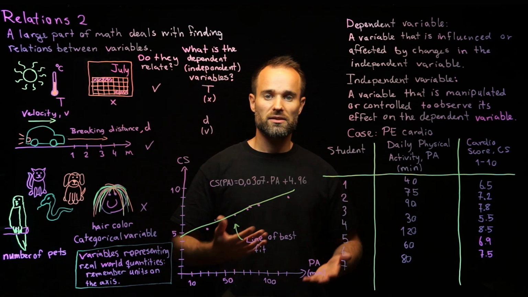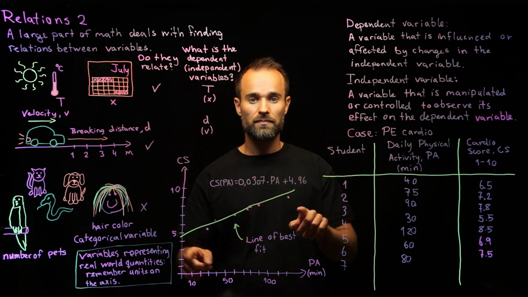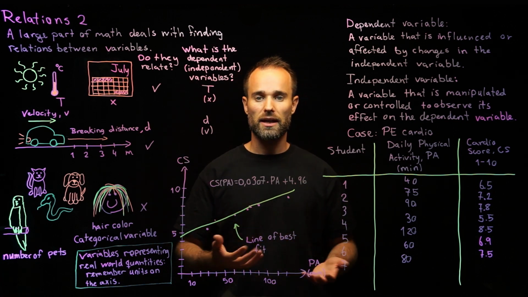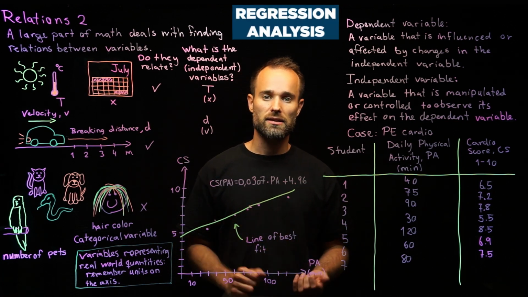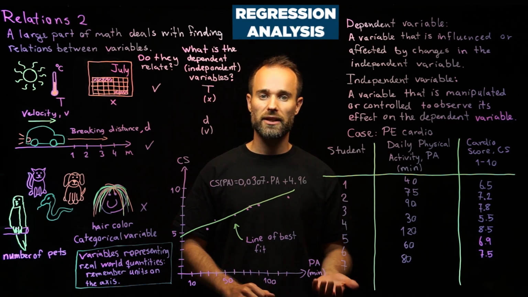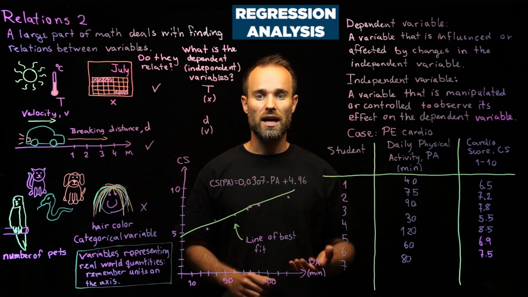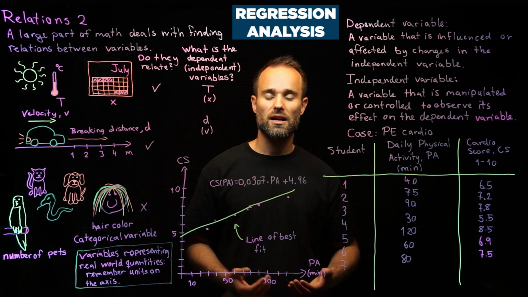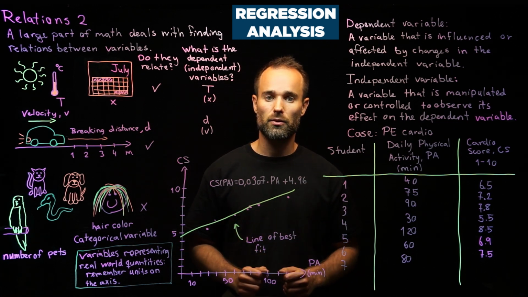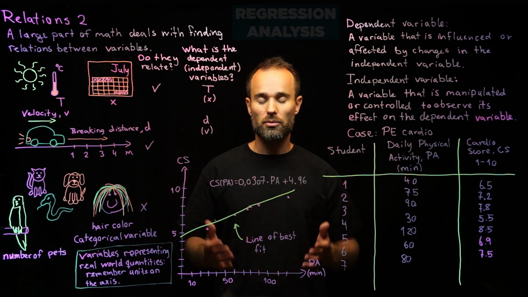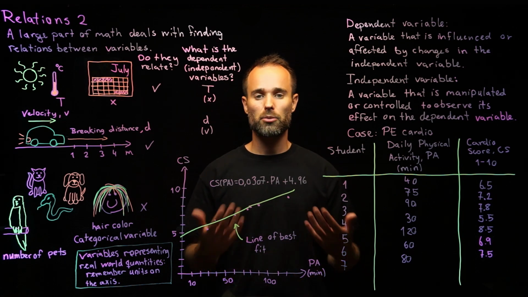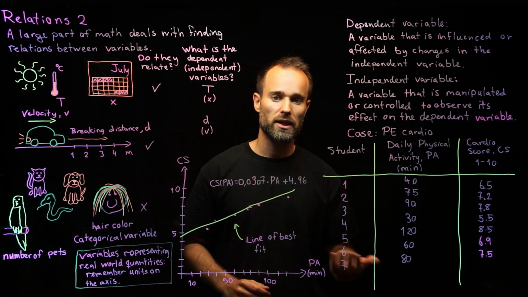Finding the line of best fit, as shown here, along with a function for that line, is called regression analysis and will be the topic of another video. The function allows us to make educated guesses about the values within the data range, something called interpolation, and even make predictions beyond it, extrapolation.